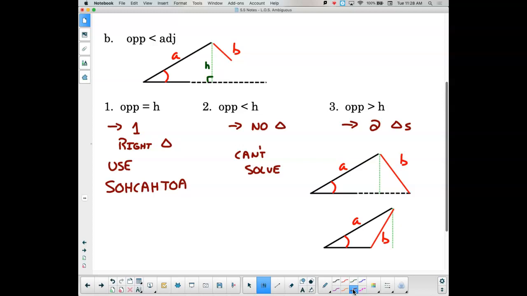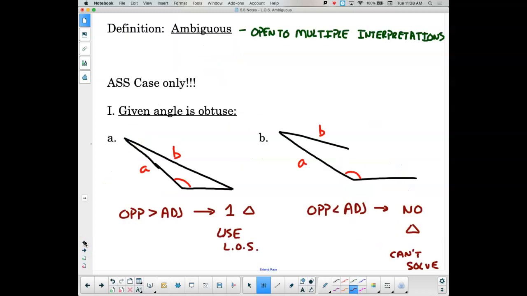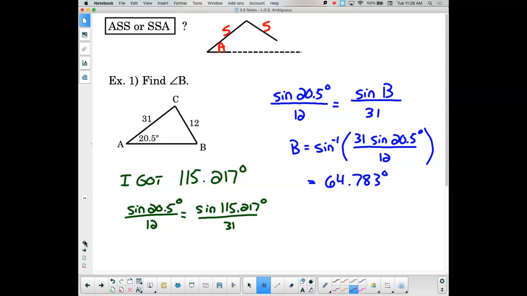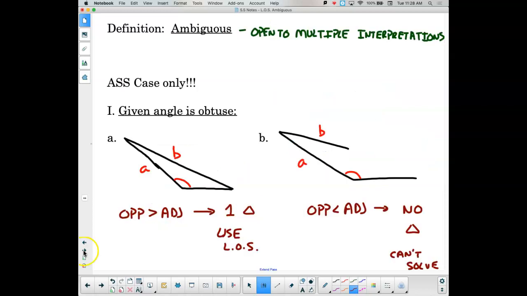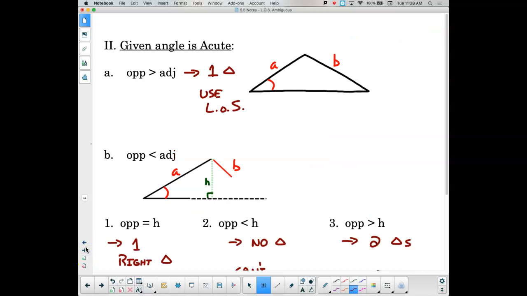That's like this back here. Our opposite side was shorter than our adjacent side. So we checked. If we would have found the height of our triangle, it would have been shorter than our opposite side, and so we ended up with two triangles. Blue and green would be angles in the two different triangles.